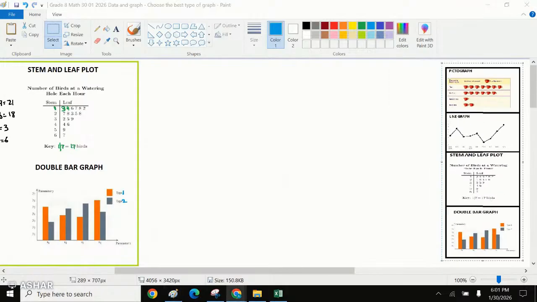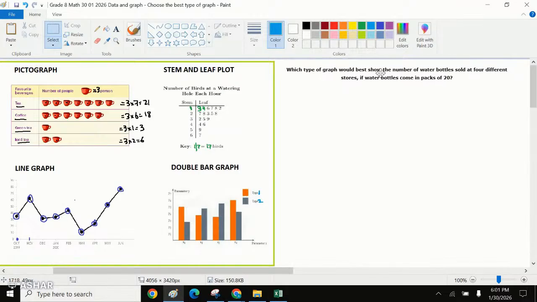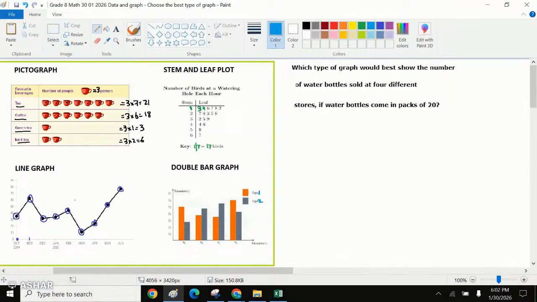So the first question says, which type of graph would best show the number of water bottles sold at 4 different stores, which come in packs of 20s. When we are looking at the 4 possibilities, the first is pictograph, then line graph, stem and leaf, or a double bar graph. We are saying that the bottles come in packs of 20s.